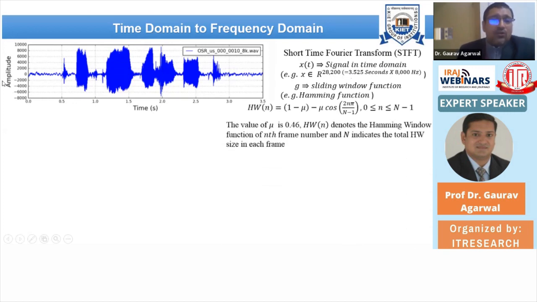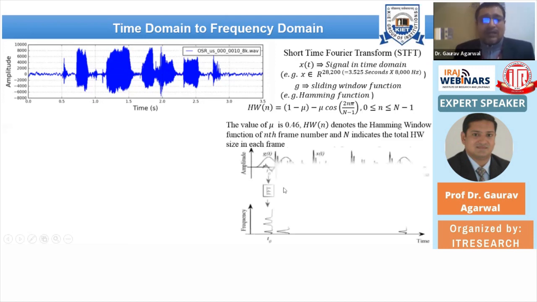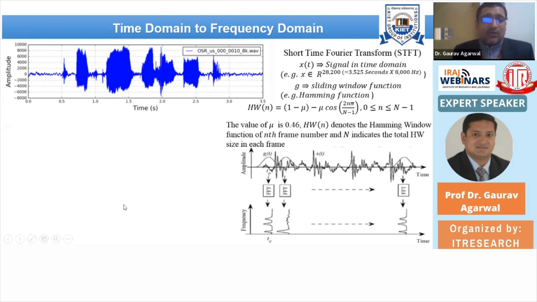Now, in order to avoid taking the complete signal in a single go, we have to bifurcate the signal into small chunks. For the bifurcation into small chunks, we have applied the Hamming function, and this is the standard formula of using the Hamming window. What has happened after applying this Hamming window?